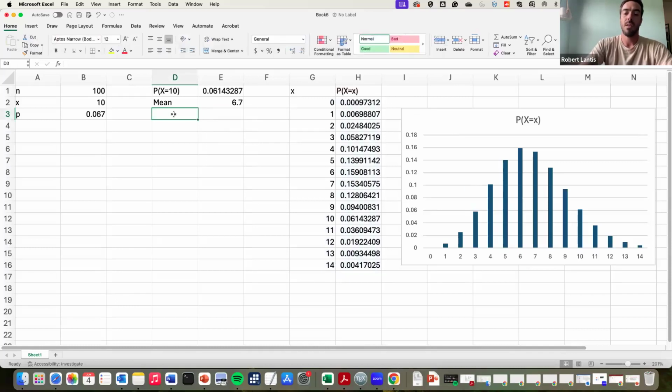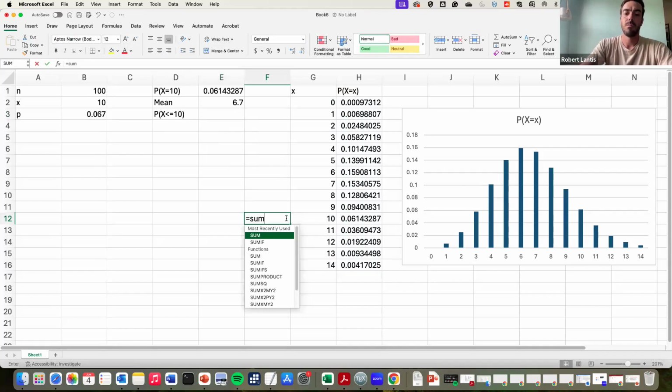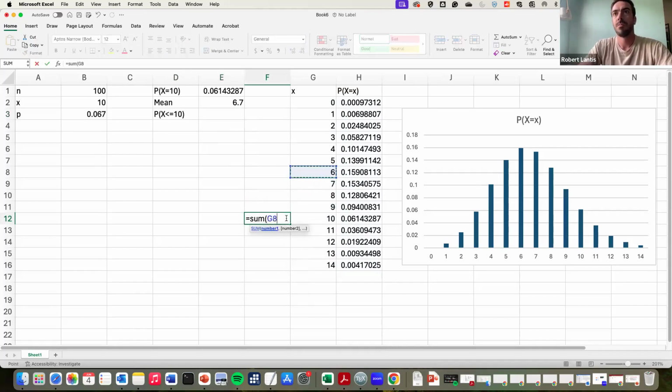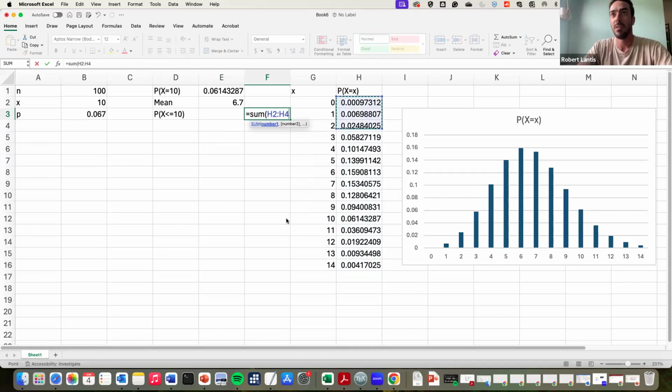So what if instead I wanted to find the probability that x is less than or equal to 10, right? Well, if I had all these probabilities, notice what could I do? I don't know why I'm putting it down here. Hold on. I'll put it up here. I could just add up all those probabilities from 0 to 10.